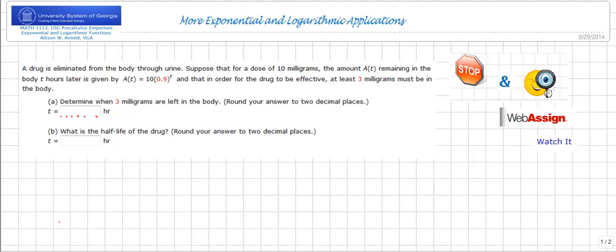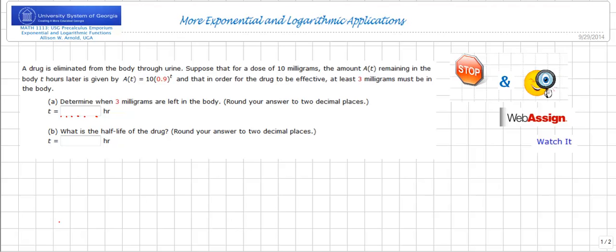Okay, another application of exponential and logarithmic functions. Here we're given an exponential function that describes a drug being eliminated from the body through urine. It says that suppose that for a dosage of 10 milligrams, the amount remaining in the body T hours later is given by the formula A of T equals 10 times 0.9 to the power T, and that in order for the drug to be effective, at least 3 milligrams must be in the body for it to be working.